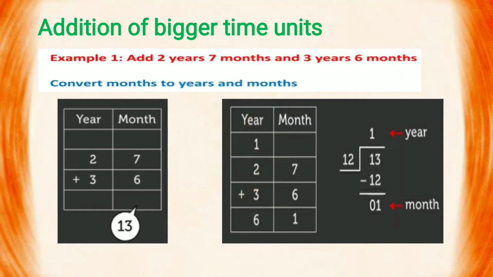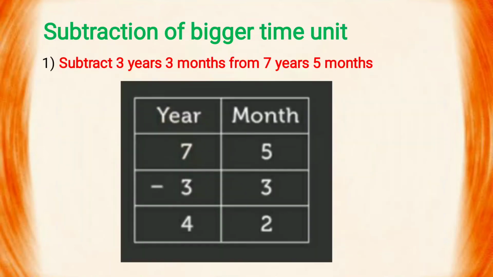Here the quotient represents the year and the remainder represents the month. So you got remainder 1, so write it in the month place, and you got 1 as the quotient, so write that 1 in the year as a carryover. With the carryover you get 1 plus 2 plus 3, the answer is 6 years 1 month. The next is subtraction of bigger time units.